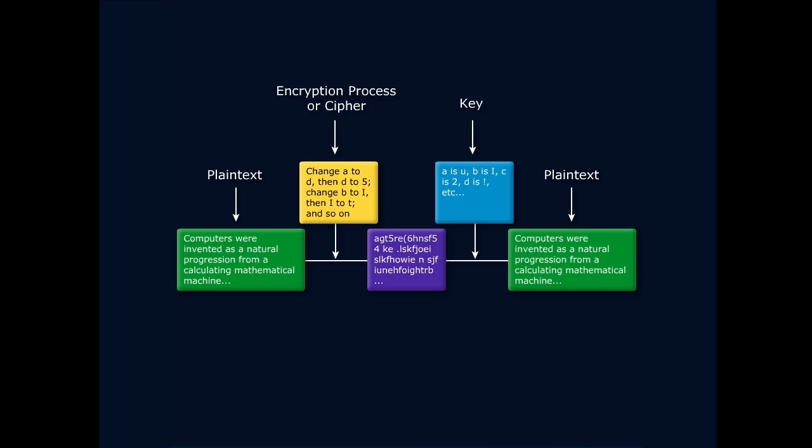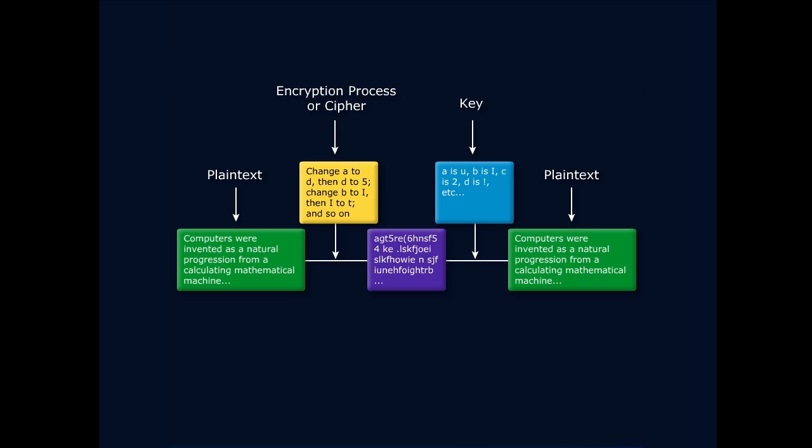Now, there's many ways to do this. We use a cipher oftentimes in order to hide our plain text. So let's say Susan is sending a message out there, and it's: computers were invented as a natural progression from a calculating mathematical machine. That's her message. She's sending that in plain text. But we don't want Bill, who is also in the area, to capture that information and be able to read what Susan is saying over the wireless network. So we need some way to hide or change the information so that Bill cannot understand what's being sent, even if he does capture that information.